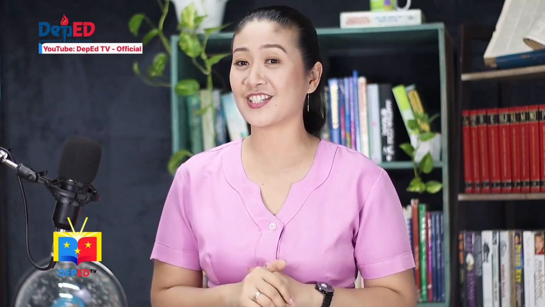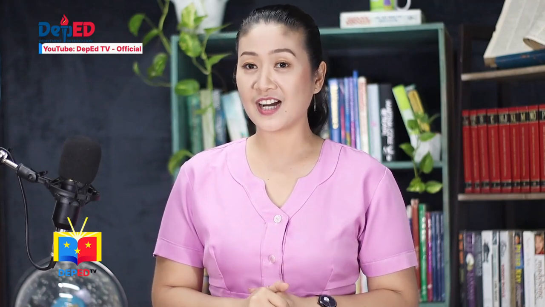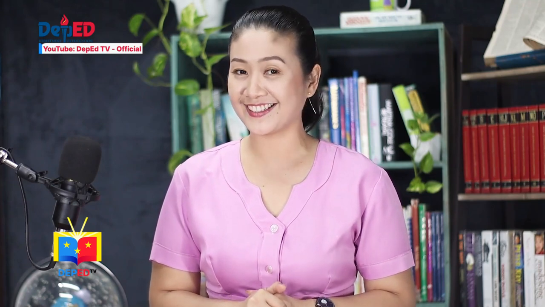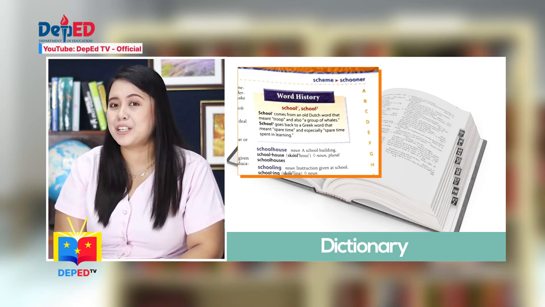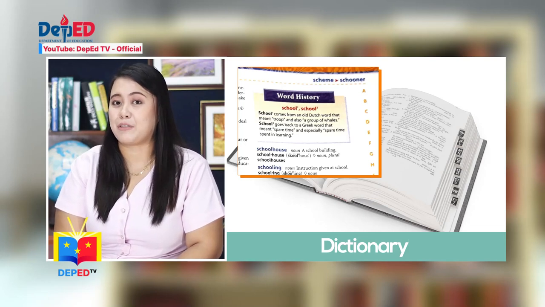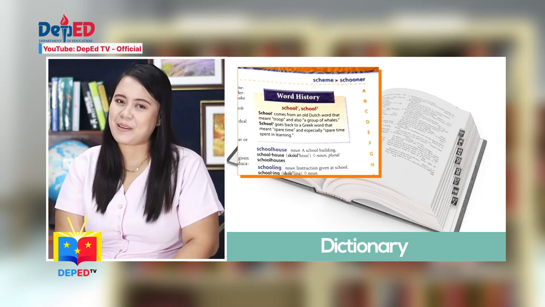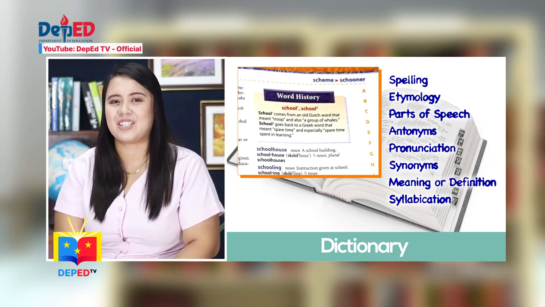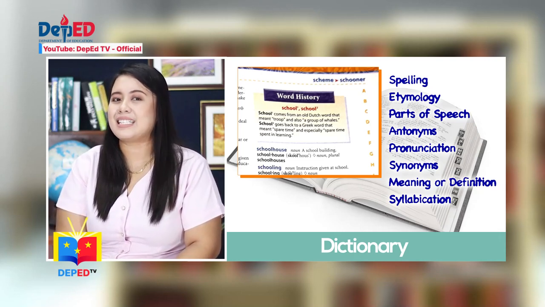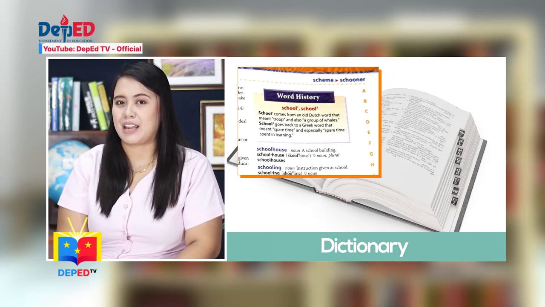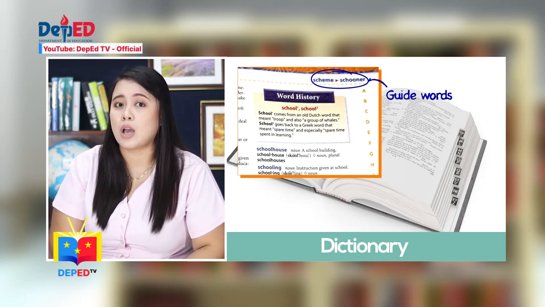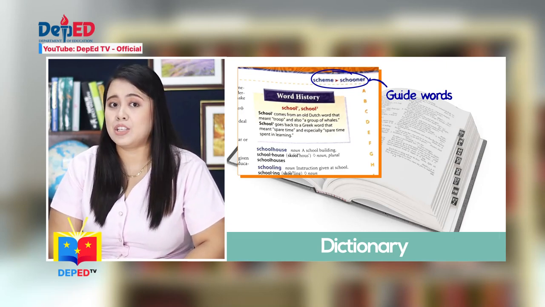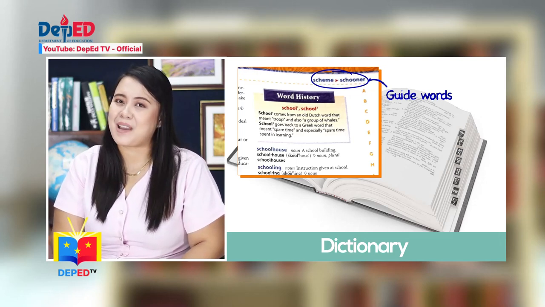Another useful material is the dictionary. Ma'am Rachel, can you tell us more about the dictionary and how it can help our students in their schoolwork? A dictionary lists words alphabetically. These words are called head words or entry words. The information you get from the dictionary includes the following: spelling, etymology, parts of speech, antonyms, pronunciation, synonyms, meaning or definition, and syllabication. To find a word in the dictionary, look at the guide words at the top of each page. Usually, there are two guide words, one to show the first word on the page and the other to show the last word on that page.